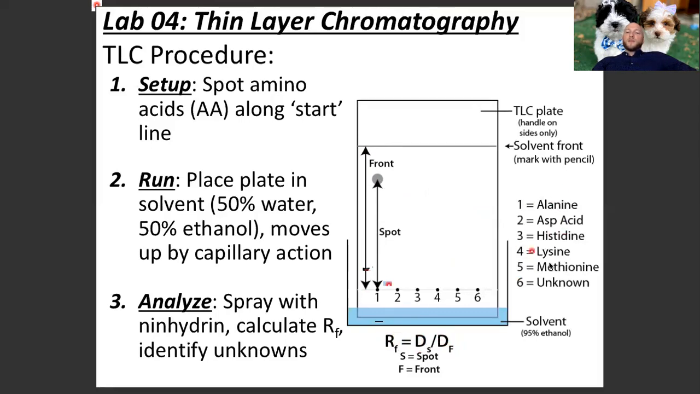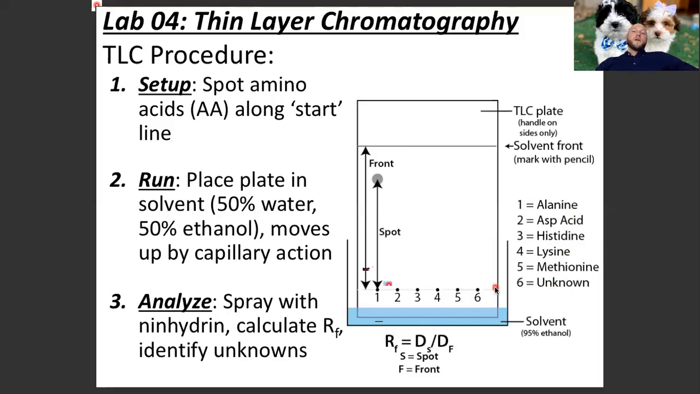And what we're going to do then is compare the RF value for each one of these amino acids with our unknown. And we're going to try to figure out which amino acid is our unknown amino acid. If the RF values are equal, if the RF value for alanine is equal to the unknown, there's a good chance that alanine is our unknown amino acid.